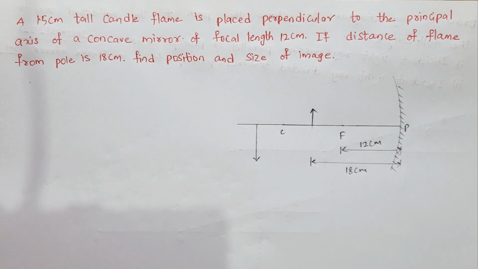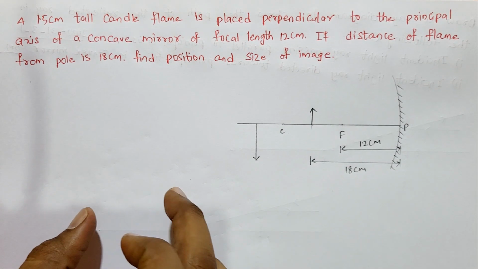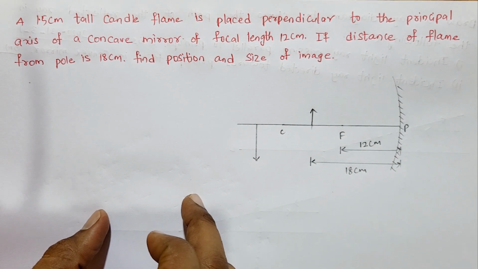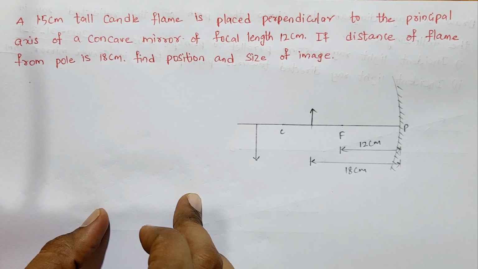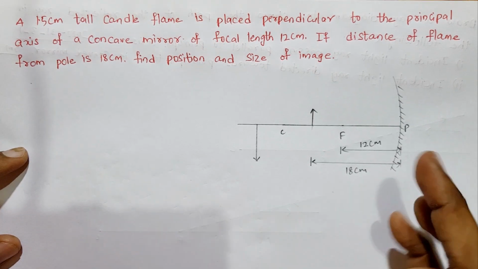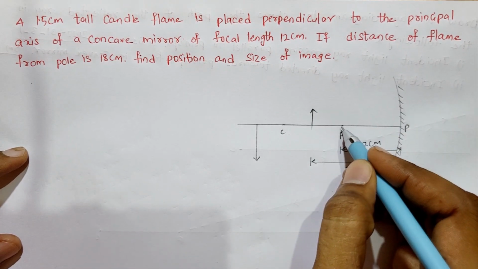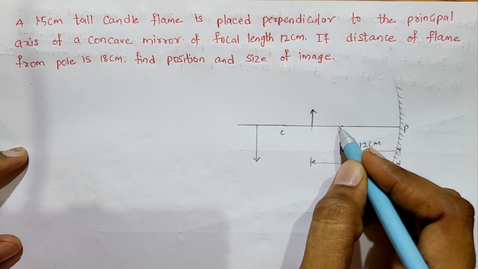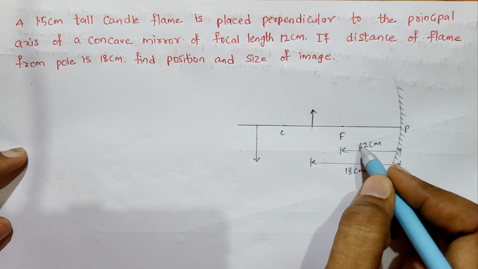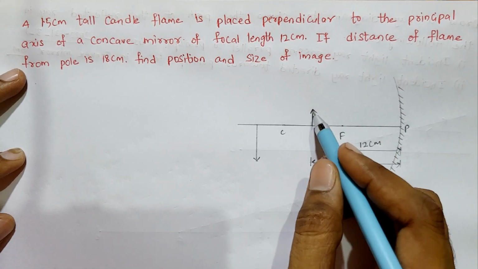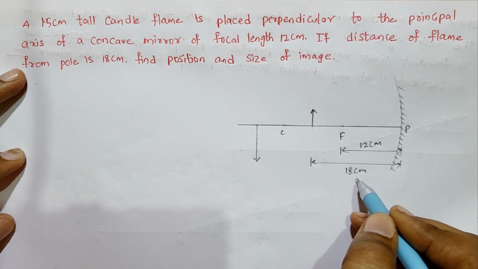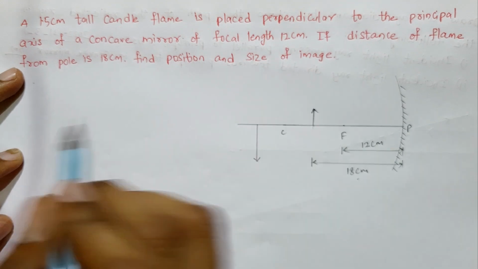And the part 2 of the question is: a 1.5 centimeter tall candle flame is placed perpendicular to principal axis of a concave mirror of focal length 12 centimeters. They gave a concave mirror of focal length 12 centimeters. If the distance of the flame from the pole is 18 centimeters, means they gave the object distance as 18 centimeters. Find the position and size of the image.